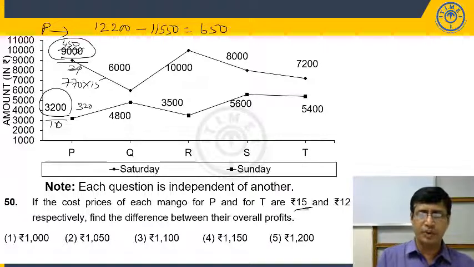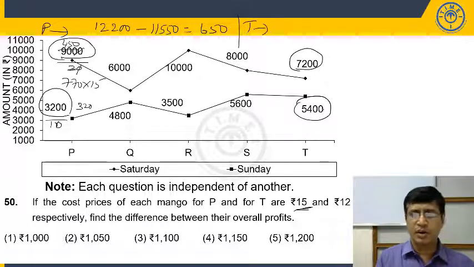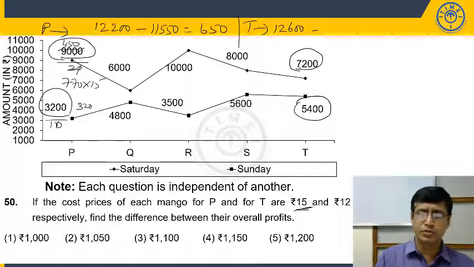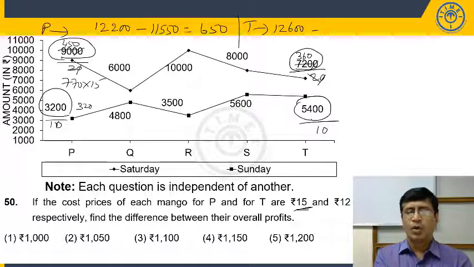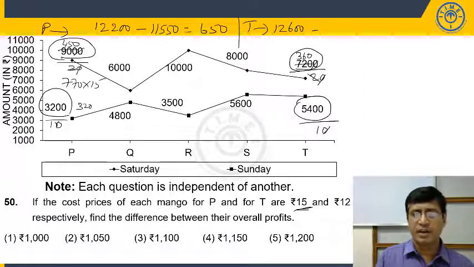The fruit seller T, if you observe, 7,200 and 5,400. So 7,200 and 5,400 means it is how much? 12,600. The number of fruits sold on Saturday and Sunday means dividing by 20 and 10. So 0 to 0 you can cancel. It goes exactly 36 times, meaning 360. What about the other side? Now here 0 to 0 you can cancel. 540. 540 plus 360, it is 900.